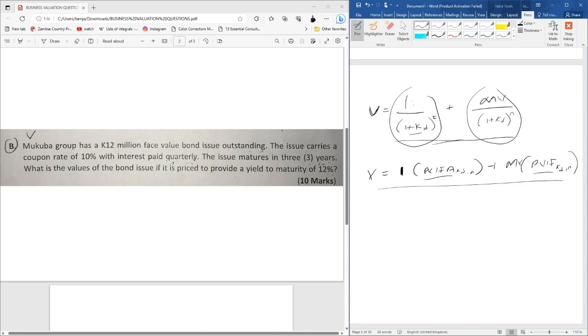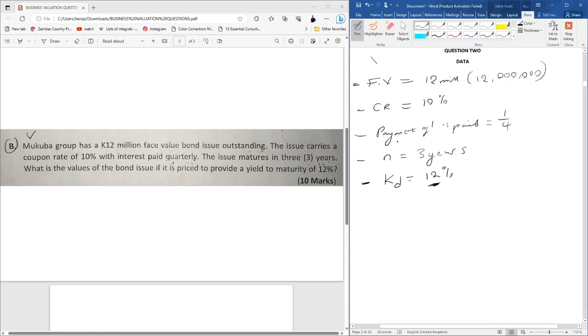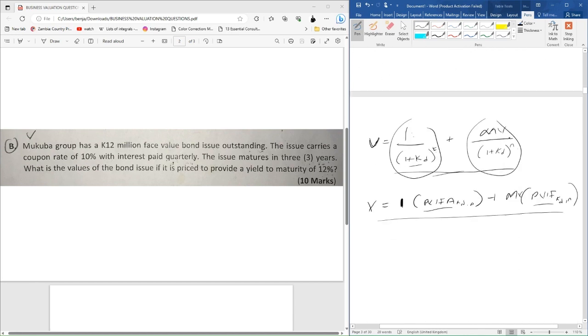Okay, so this is what we are going to use. But remember that our question here says that payments of our interest, or our coupon, are paid quarterly. So we're going to have to modify our formula to show these quarterly payments.